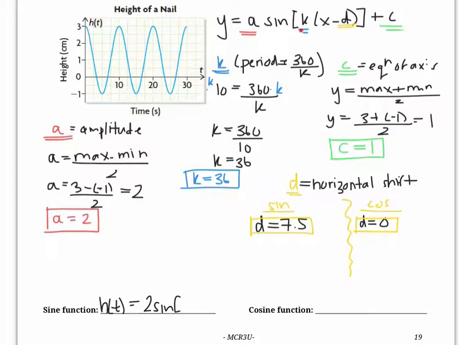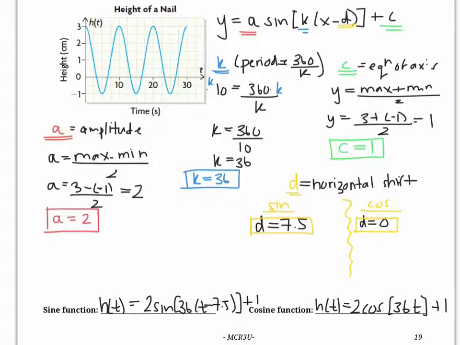Next is our k value. Our k value is 36. And then instead of x, we have t. And we are shifting, for sine, we're shifting to the right 7.5. So it's got to look like minus 7.5. And then don't forget our c value, which is plus 1.